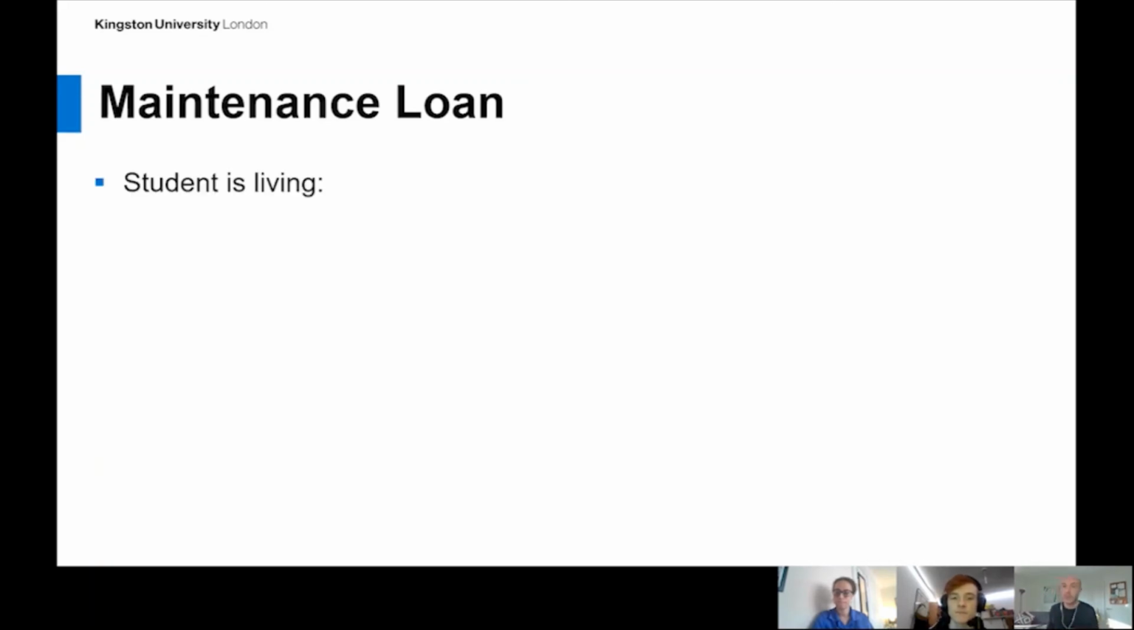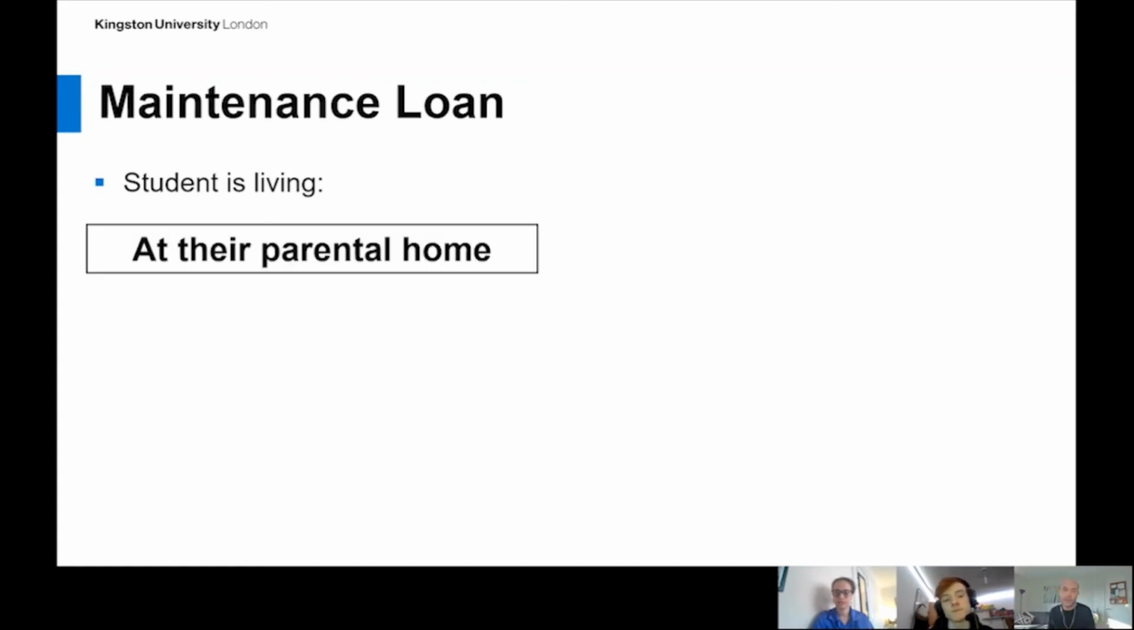These are the figures for a student looking to go to university in September 2021. So if you are living at your parental home, we have a minimum and a maximum with this one, and I'll reiterate why that is in a second. So if you're living within your parental home, you'll be eligible for between £3,515 and £7,987 per academic year. And again, the reason why there's an upper and a lower amount there is because the amount you actually receive is dependent on the assessed household income, which I will come back to, I promise.